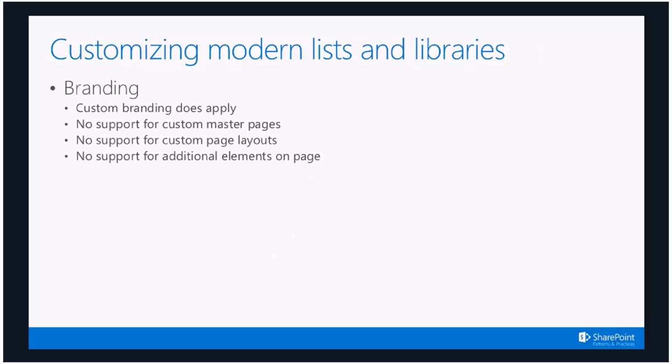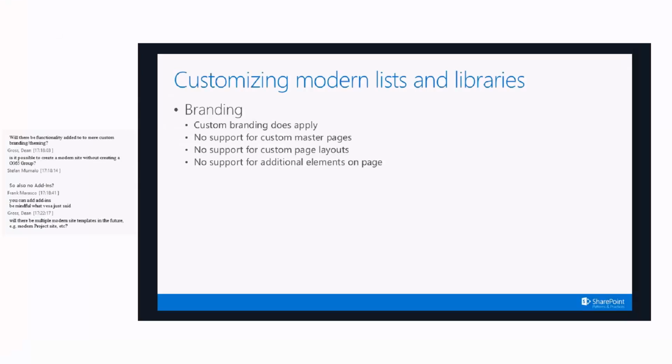So what's the story around modern lists and libraries? When we look at branding, we do support branding for those modern lists and libraries. So, for example, if you have a custom theme with a background image or some custom colors, they all nicely blend into the modern experience for lists and libraries. So I think that's good. However, that's also it at the moment. If we further improve branding, as Vesa mentioned, these features will also get into modern list and library experiences. But that's on the roadmap.